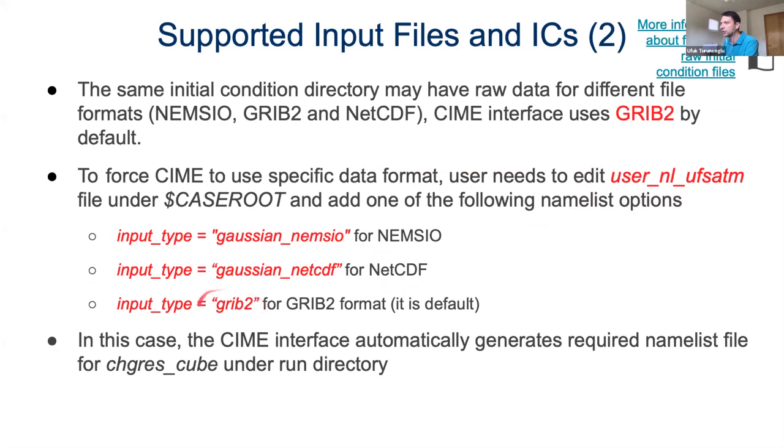For example, if you set GRIB2, the namelist file that's used by chgres is different. But if you set it to gaussian_nemsio, the namelist used by chgres is different. All those differences are handled by CIME in the background for you. You just need to add this specific line to your user_nl_ufs_atm to use a different data format at this point.